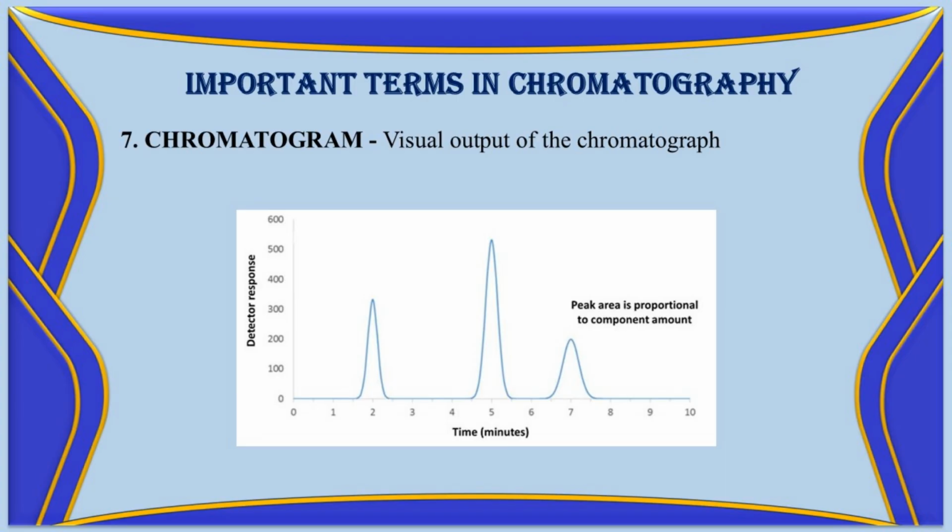The seventh important term in chromatography is a chromatogram. It is a visual representation, typically a graph, that displays the separation of different components within a sample as they pass through a chromatographic system. It's essentially the output of a chromatography experiment, showing the detector response against the time or volume. Peaks on the chromatogram correspond to the different components of a sample, and their positions and areas can be used to identify and quantify those components.